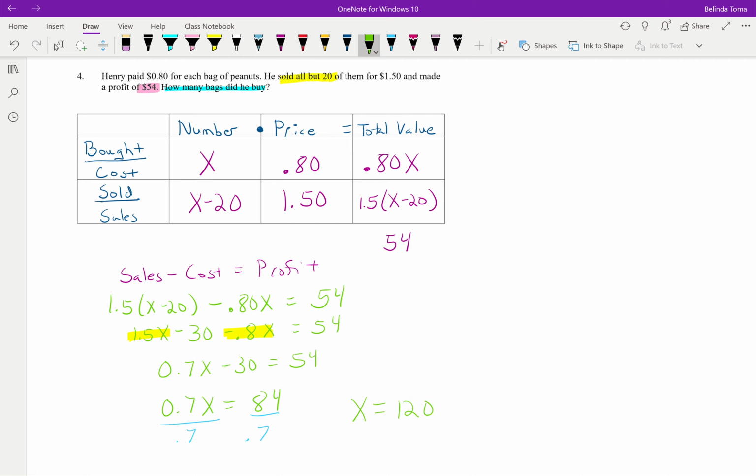So my answer here, because they were asking how many he bought, is that Henry bought 120 bags. Now, it should make sense, right, that he would have to buy more than he sold. And it would also hopefully make sense that his cost should be less than his sales in order to make a profit.